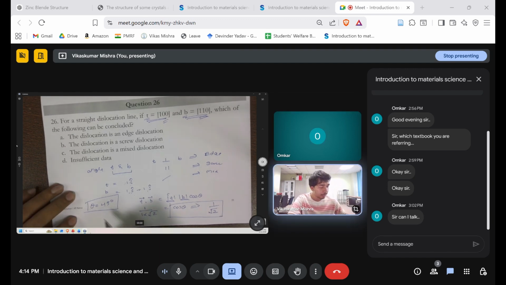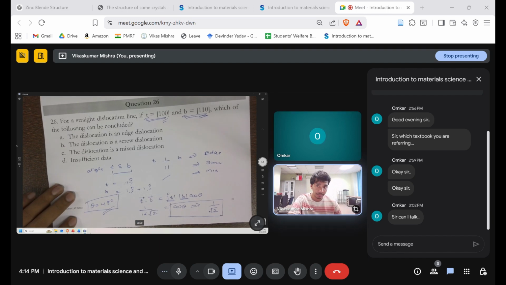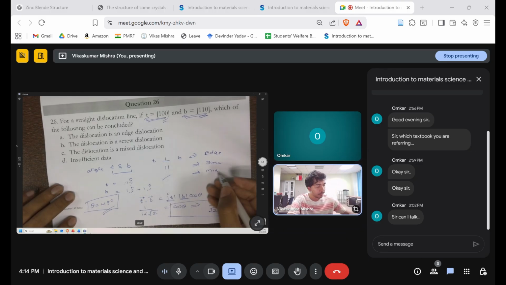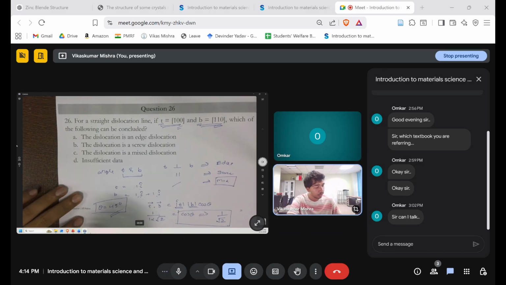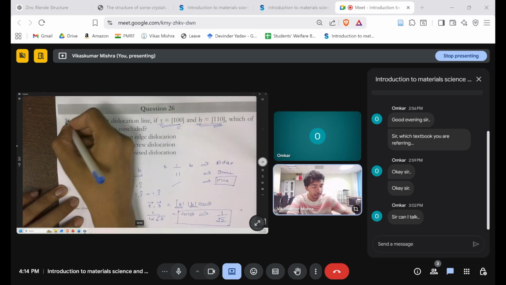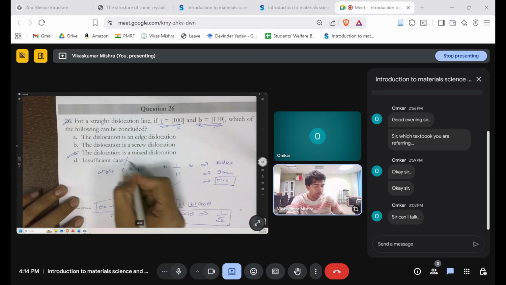Now it's neither perpendicular nor parallel. So the angle between them is 45 degrees, it's a mixed dislocation. So with that, we say that option C is the right answer and the data was sufficient. It's not insufficient data.